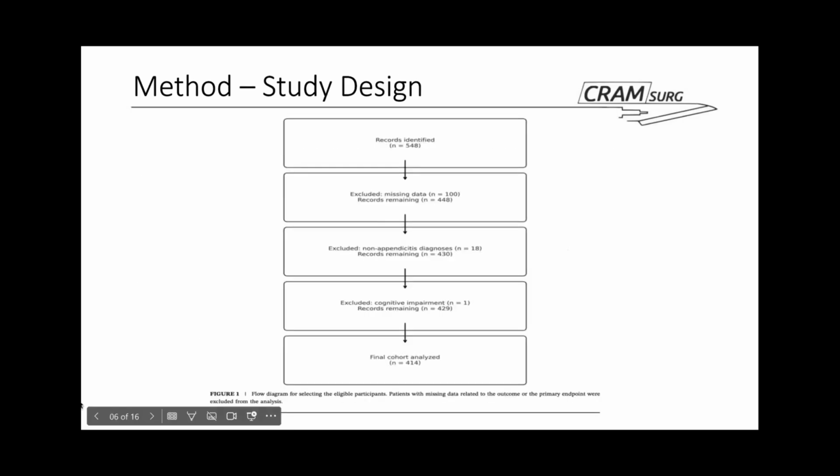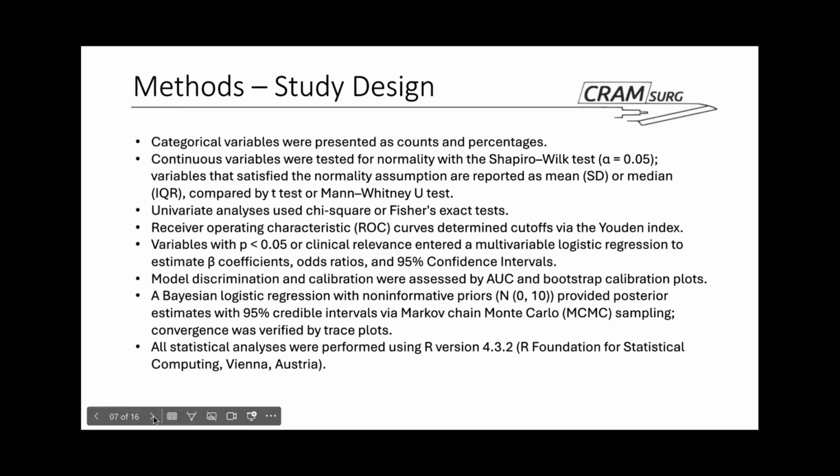Here we can see the exclusion criteria, where there is missing data for around 100 patients, diagnosis of non-appendicitis in about 18, and cognitive impairment in 1, which makes the final cohort analyzed 414. Here we can see a lot of high statistical categories that they used to design the study.